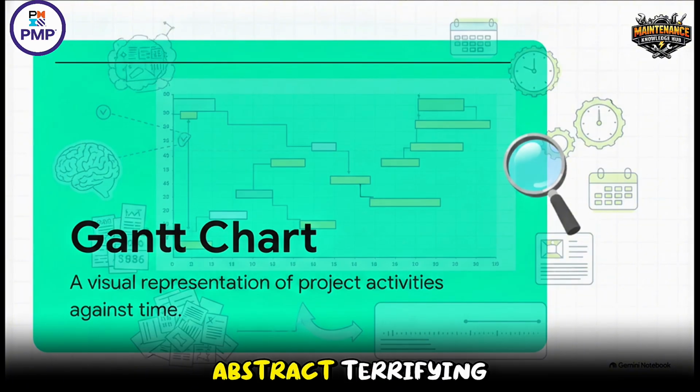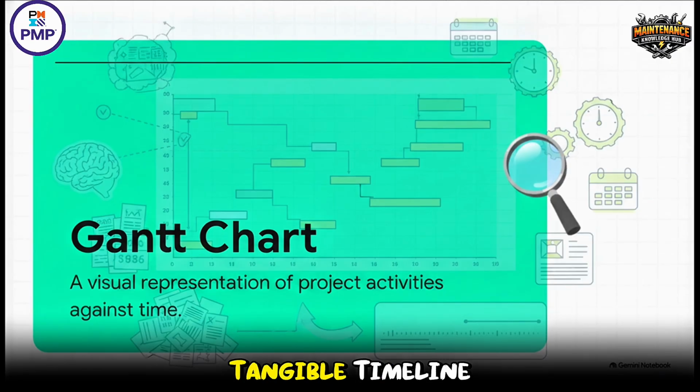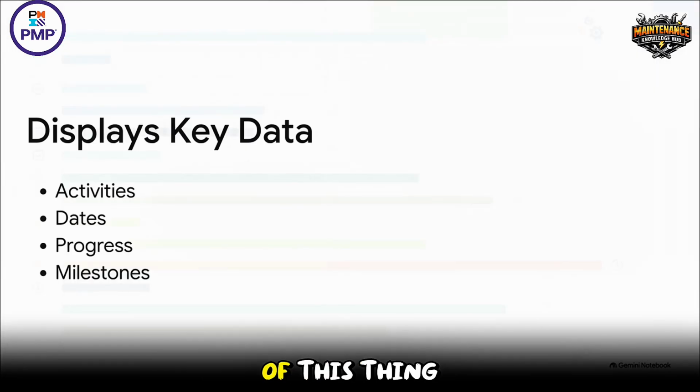It takes those abstract, terrifying deadlines and transforms them into a highly visual, tangible timeline. It literally paints a picture of your project's future. When we break down the anatomy of this thing, it's basically aggregating all your crucial data into one centralized hub. It displays the activities, the actual work. It shows the precise start and finish dates for every single one of those activities, and it visually maps out the duration so you know instantly if a task is going to take 3 days or 3 months.